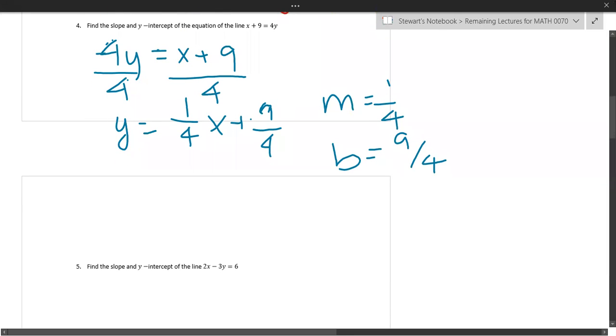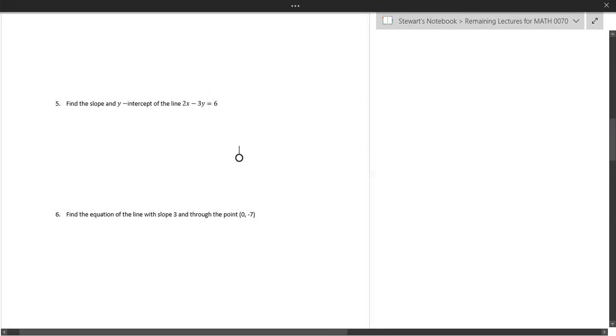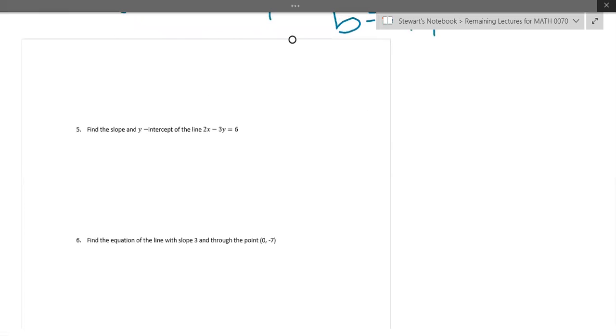Okay, here is another one that is in standard form, and we need it to be in slope-intercept form. So once again, if we want to go from standard form to slope-intercept form, just solve for y.